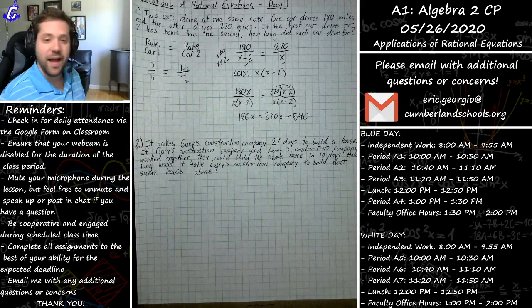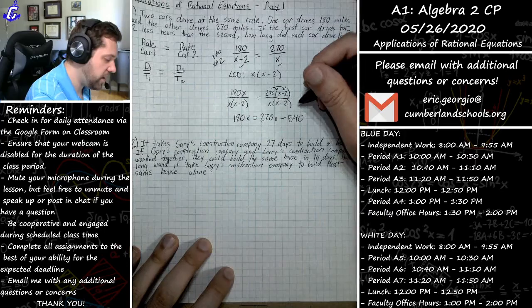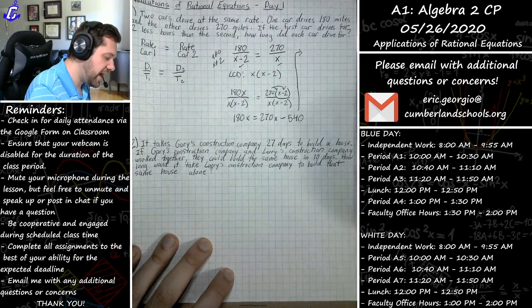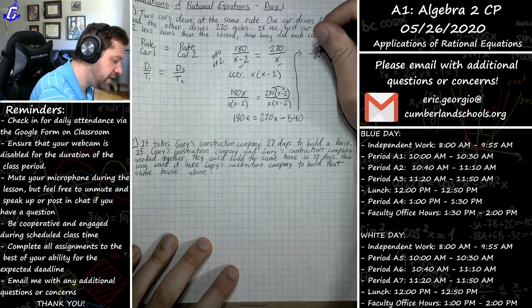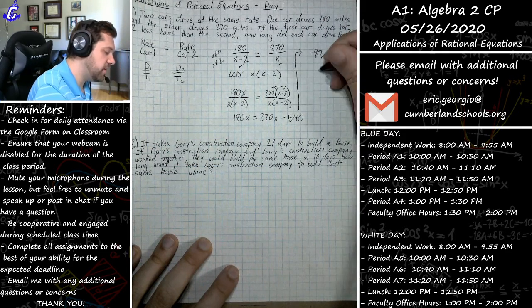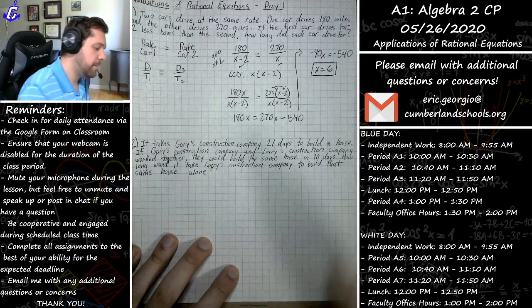Okay. And now, bigger numbers than you may be used to working with, but this is really just Algebra 1 at this point. Continue right up here. I can subtract 270x from both sides. You get negative 90x equals negative 540. And so, dividing both sides by negative 90, you get x is equal to 6.